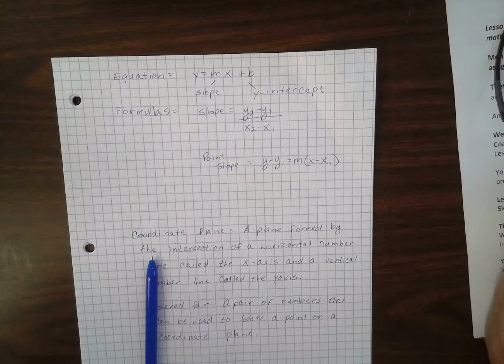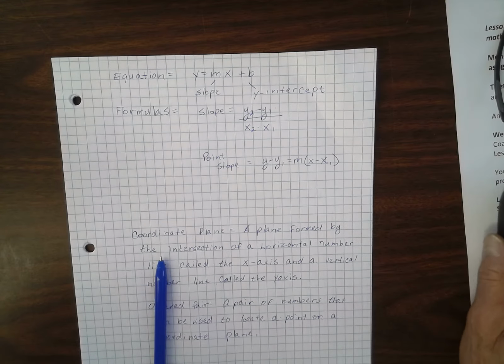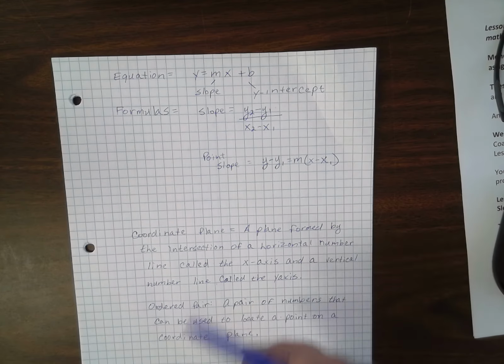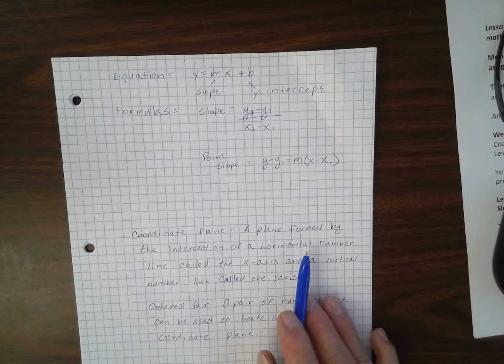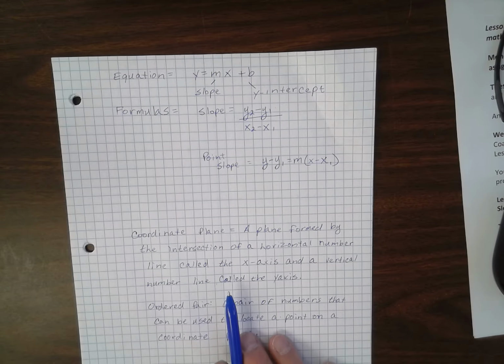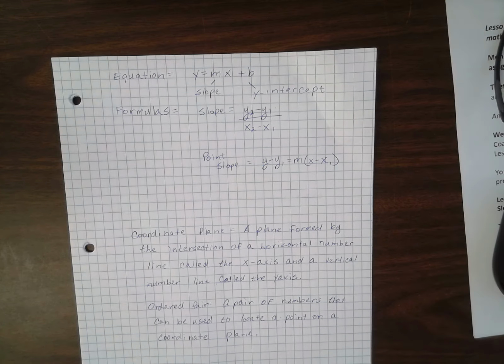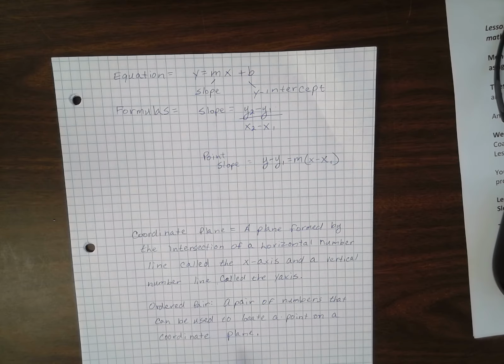The next definition is going to be a coordinate plane. A plane, or a flat surface, formed by the intersection of a horizontal number line, horizontal meaning left, right, called the x-axis, and a vertical number line called the y-axis. Now I want to talk about what an ordered pair is: a pair of numbers that can be used to locate a point on a coordinate plane.